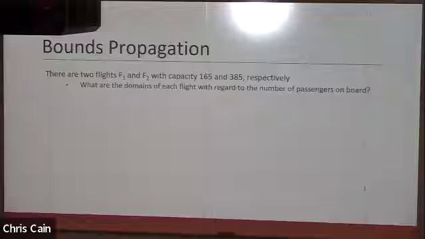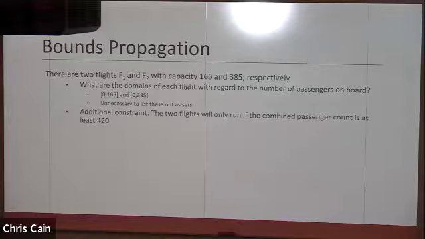Anyway, this really easy problem's been up for a while. Has anyone solved it? Is it 165 and 385, or is it one? Yeah, we can fill them with anything between the minimum that they can fly with and the maximum they can fly with. However, you don't want to list them out as sets, so you just list them as a range. Now, there's an additional constraint. 2 flights will only run if the combined passenger count is at least 420.